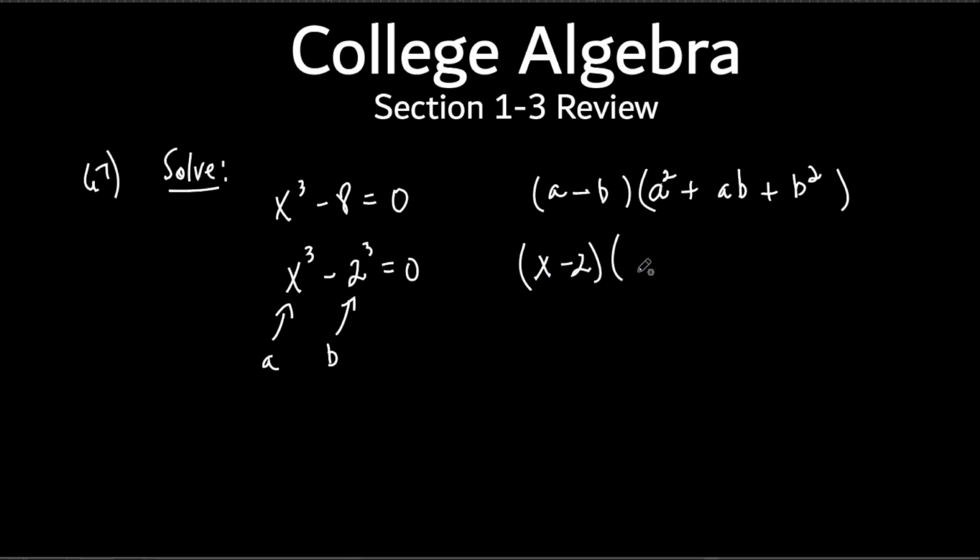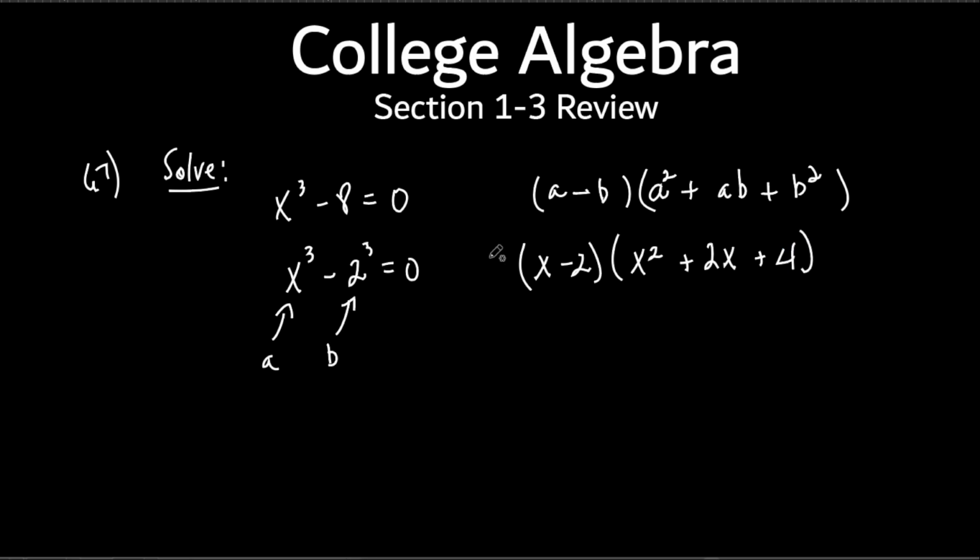And then it's a squared. So again, the a was the x right here, so that's going to be x squared plus ab. These two multiplied, x times 2 or 2 times x. We're going to write it like that, 2 times x. And then plus b squared. This is a negative 2, but it's squared, so it's going to be positive. That's why this is always going to be positive right here. And it's going to be a 4.